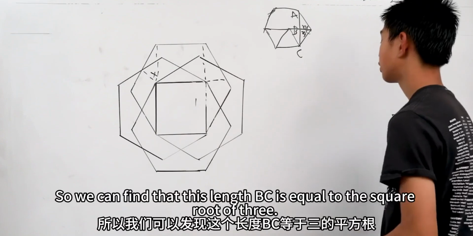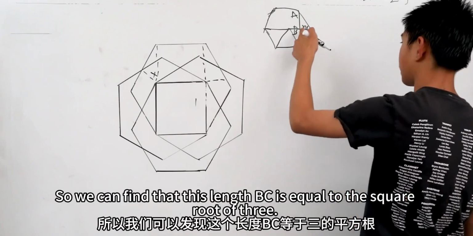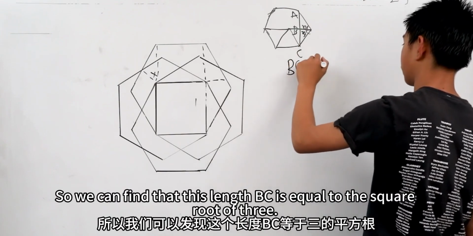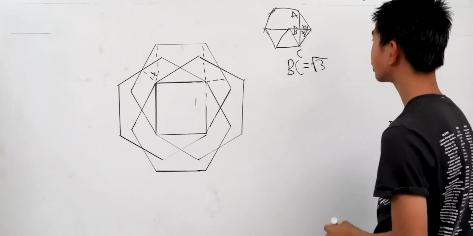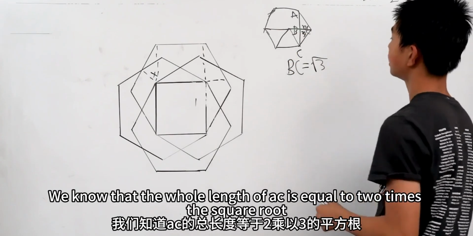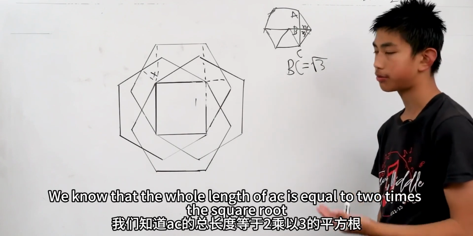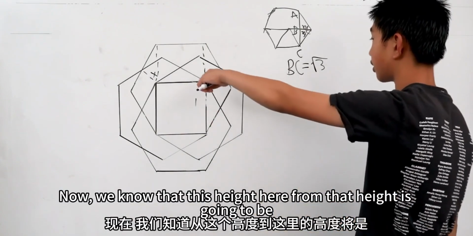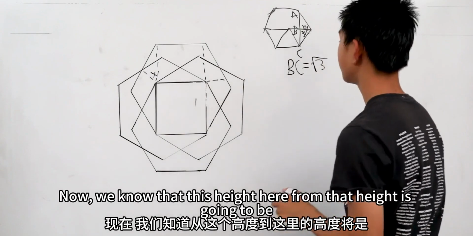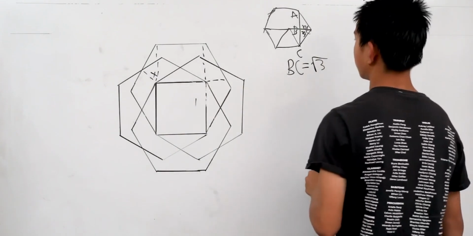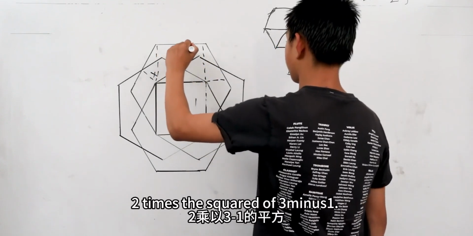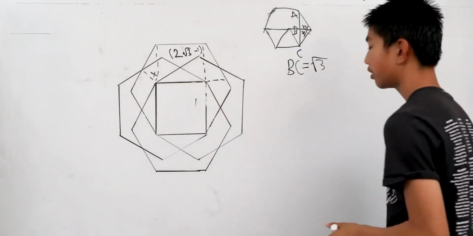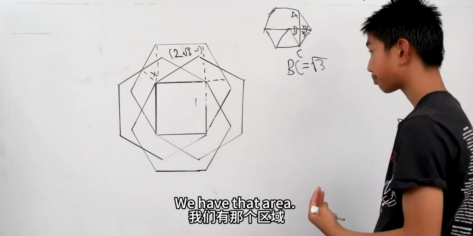Like that. So we can find that this length BC is equal to the square root of 3. So we know that the whole length of AC is equal to 2 times the square root of 3. So now we know that this height here is going to be 2 times the square root of 3 minus 1. That's that height. So we have that.